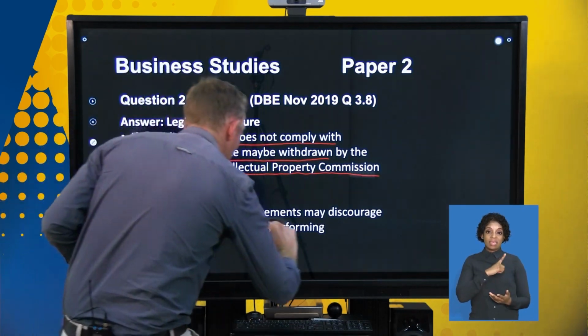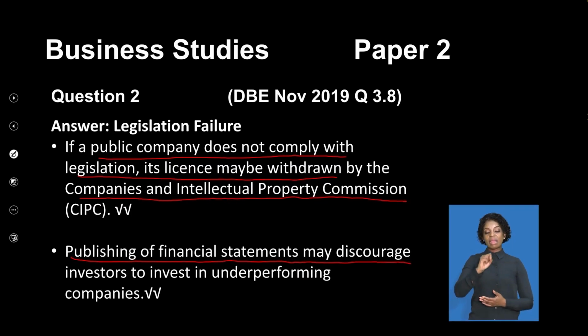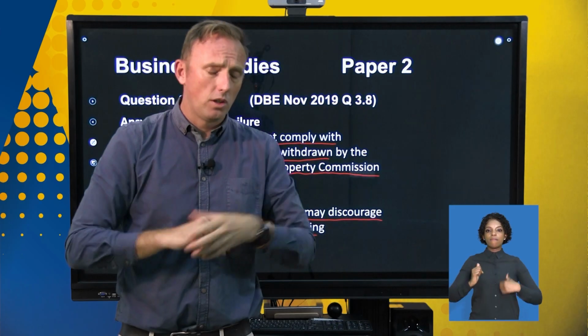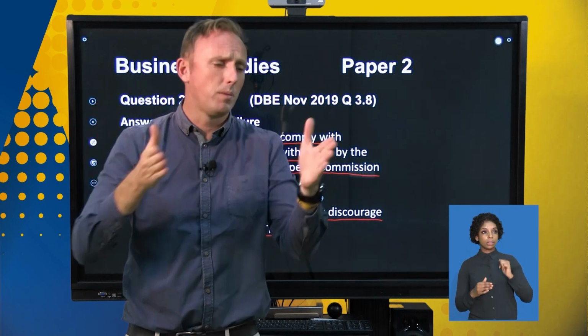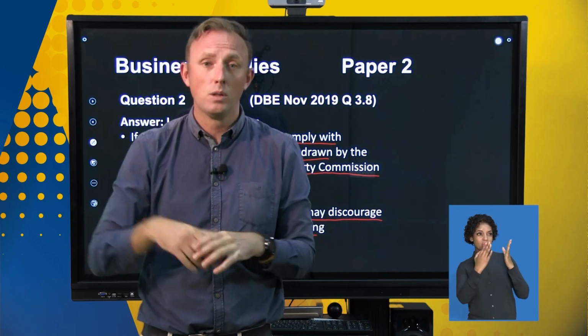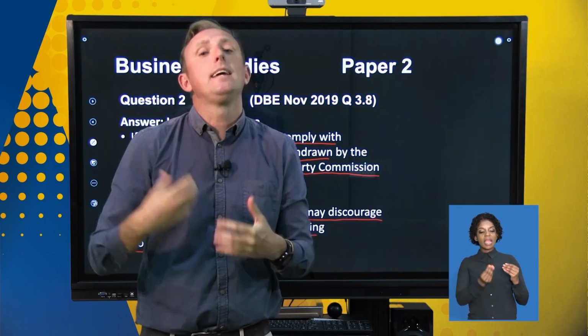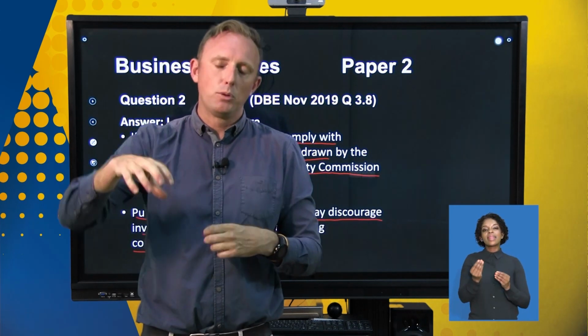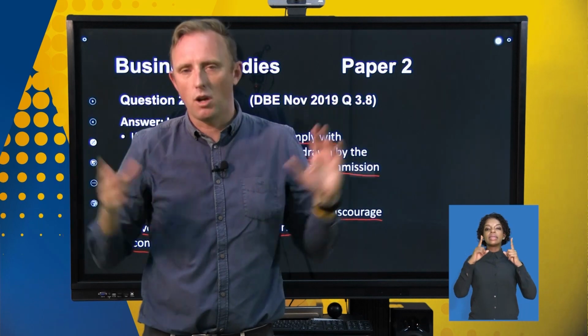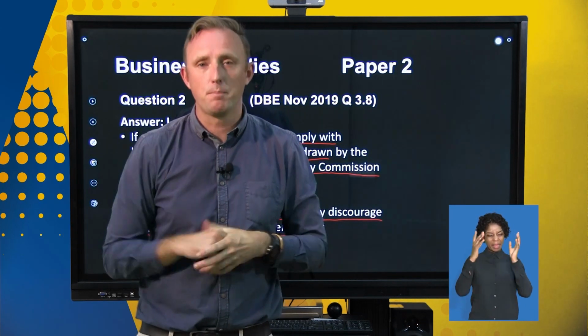And publishing of financial statements may discourage investors from investing in underperforming companies. Right? So if you see a company that isn't doing well at all, and you're looking at their audited financial results, you're going to be like, well, I don't want to invest in this company because this company isn't doing well at all. When actually they may need investors to help them succeed. However, a lot of people will be discouraged because they're going to be like, this is going to be a bad investment and I only want my money to grow.